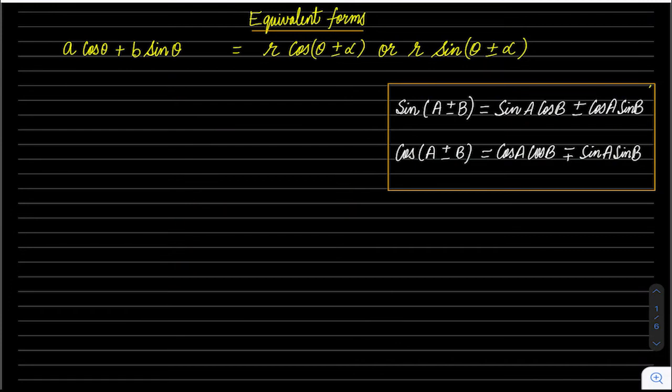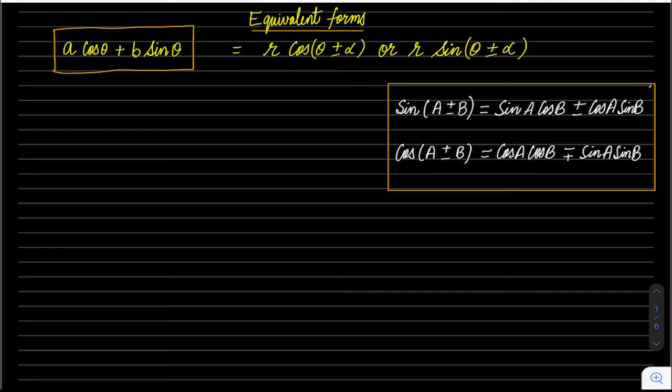Now today we are going to see a very important topic in trigonometry year 2, that is trigonometric modeling, or you can say equivalent forms. So we are going to find the equivalent form for a cos theta plus b sin theta. So that is what we are going to look at. So how to write a cos theta plus b sin theta in other forms in trigonometry.